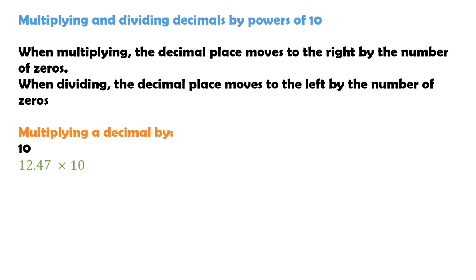In this video, we're looking at multiplying and dividing decimals by powers of 10. So when we're multiplying, the decimal place moves to the right by the number of zeros involved. And when dividing, the decimal place moves to the left by the number of zeros involved.